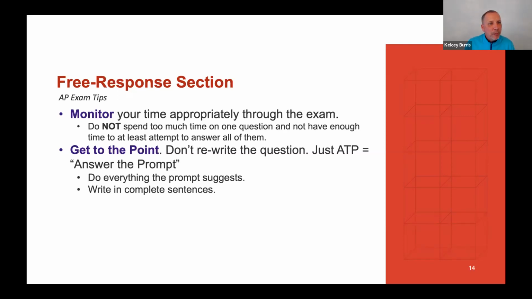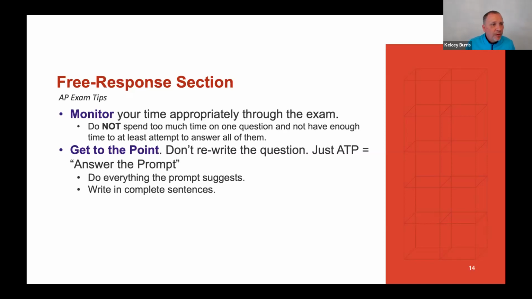So you want to do everything the prompt suggests. For example, when we say just answer the prompt, if it tells you to describe, make sure you describe. If it tells you to identify, make sure you identify. If it tells you to graph, you graph, okay? And write in complete sentences, all right? It doesn't mean that you're going to be graded on your sentence structure, but it clears up your thoughts. Do not list things. You only list a thing if someone asks you to do that in the question, which we're not asking you to do. So make sure you write in complete sentences.